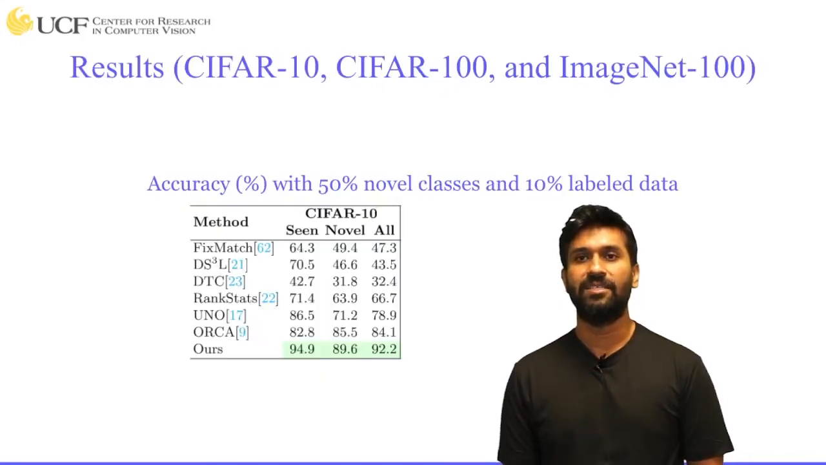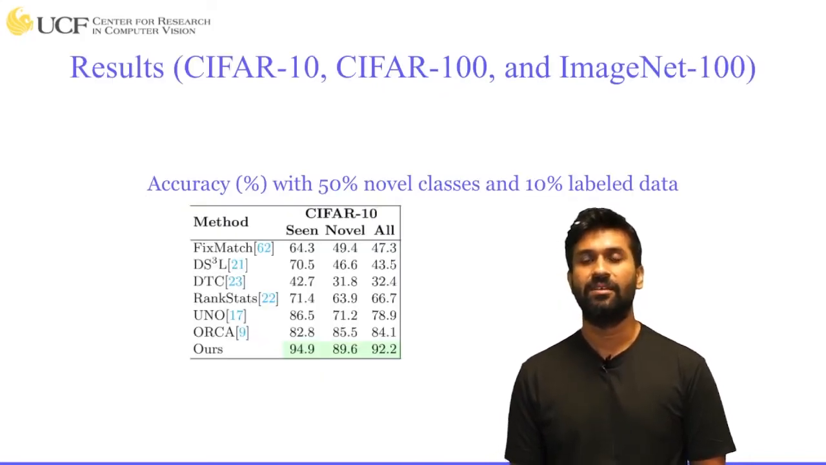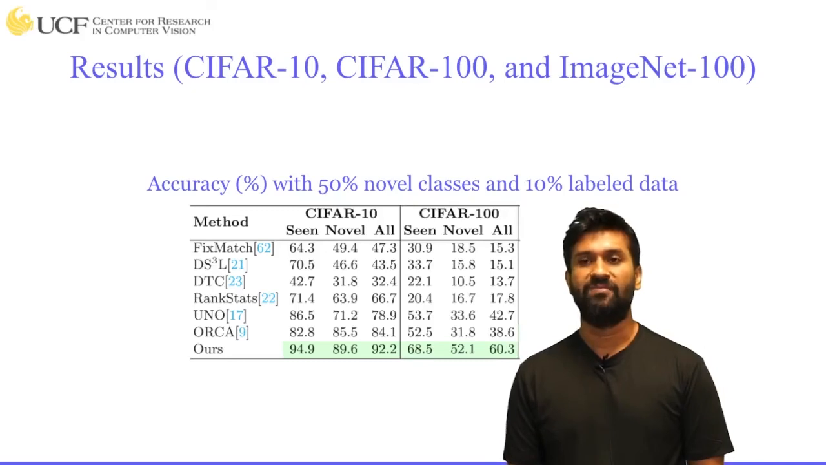Now let's look into some results. Here, I'll show results on 3 datasets, which are CIFAR-10, CIFAR-100, and ImageNet. For these experiments, we are assuming 50% of the classes are seen, and the remaining 50% of the classes are novel. Of those 50% seen classes, we'll only use 10% of the data as labeled. On the CIFAR-10 dataset, we see that our method outperforms the previous state-of-the-art method, ORCA, by more than 8%. We see higher improvement on the CIFAR-100 dataset, and we also see a very noticeable improvement on the ImageNet-100 dataset.